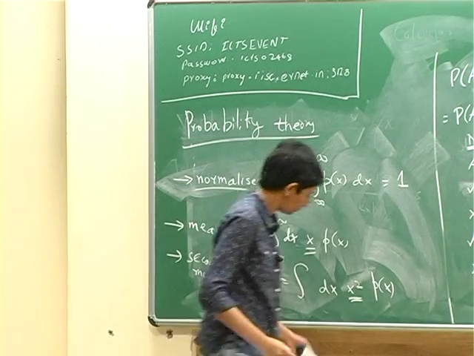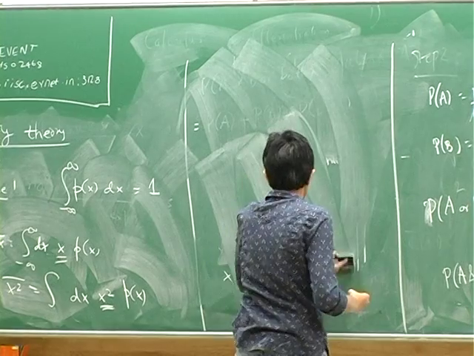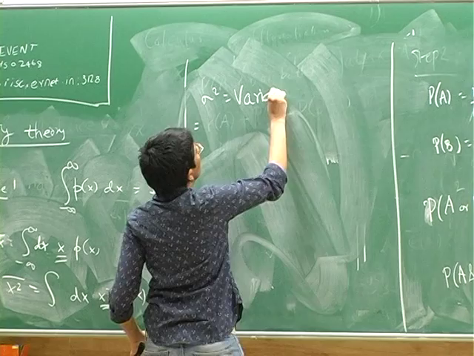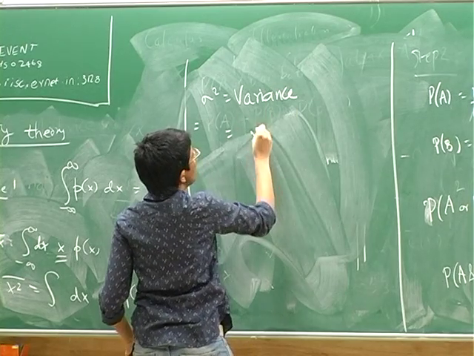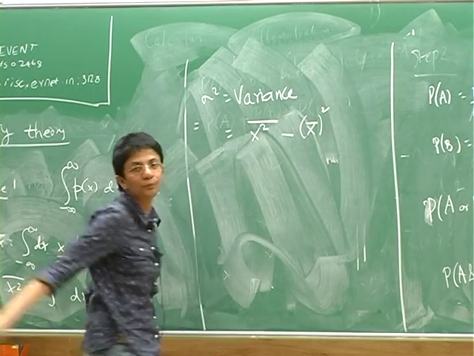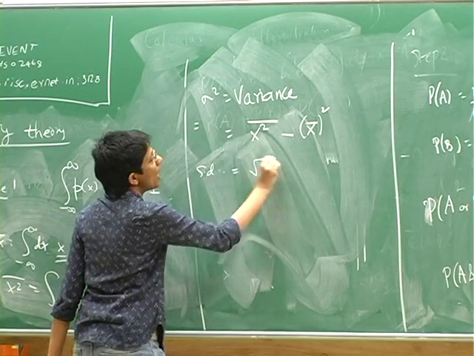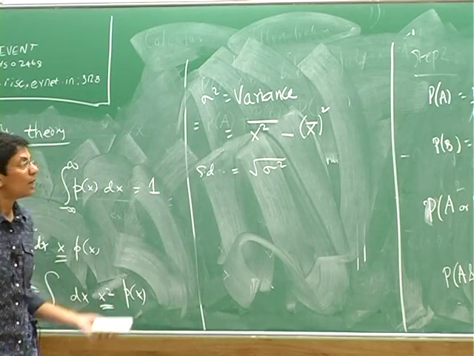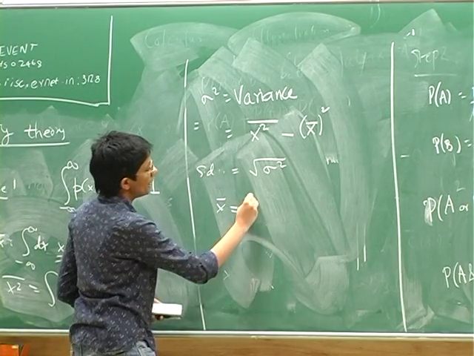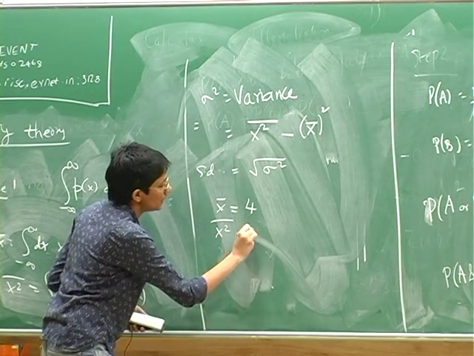Variance you will hear about. Variance is given by x square average minus x average squared. Okay, that's the definition of variance. And standard deviation is square root of sigma square. Suppose somebody does an experiment and tells you, oh look, I did an experiment in which x bar came out to be 4 and x square bar came out to be 3.